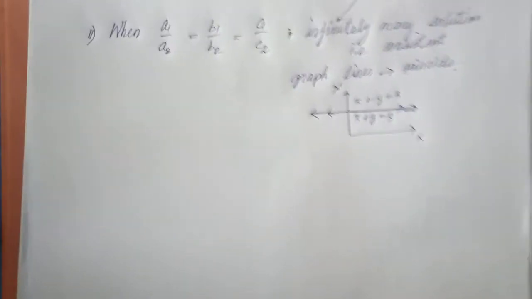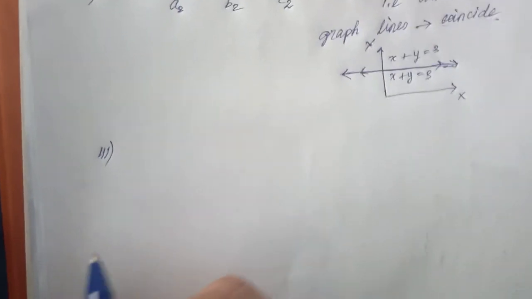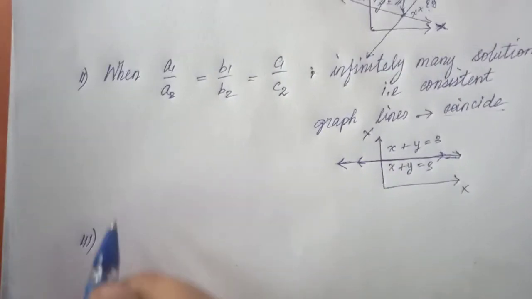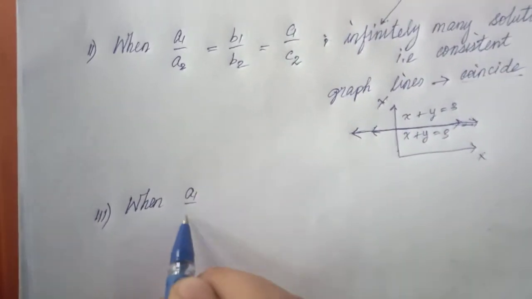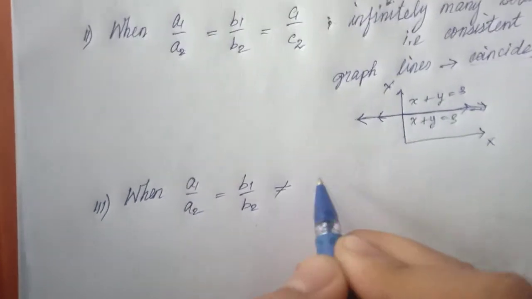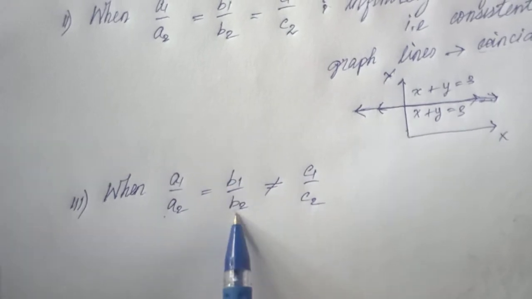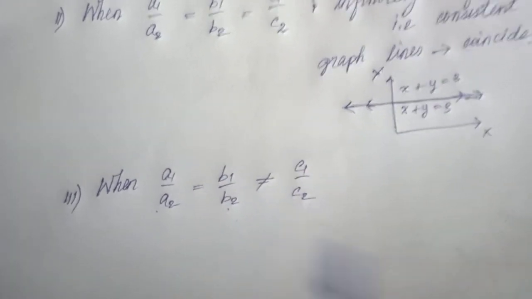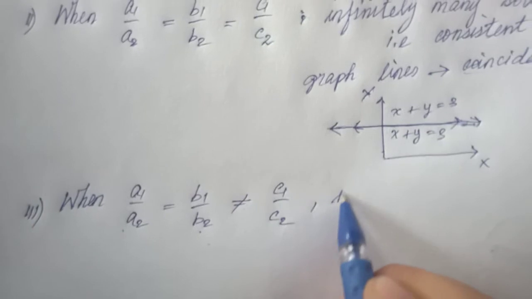So for the third point, the last, which is very important, I want you to learn by heart, and I want you to be very clear with it. When A1 by A2 is equal to B1 by B2, but is not equal to C1 by C2. See, if these types of things happen, we will have no solution. We cannot have any solution.